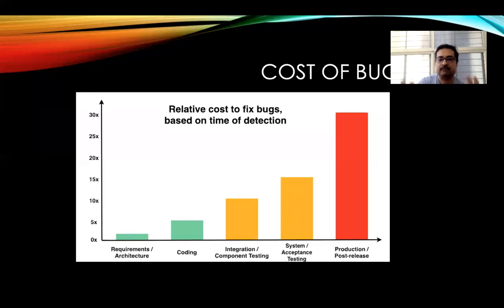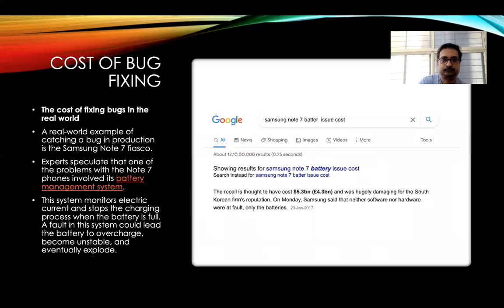So this is a kind of diagram where you can see that if a design bug is found in the production phase, the cost goes up exponentially, right? Cost of fixing a bug, some real life example.